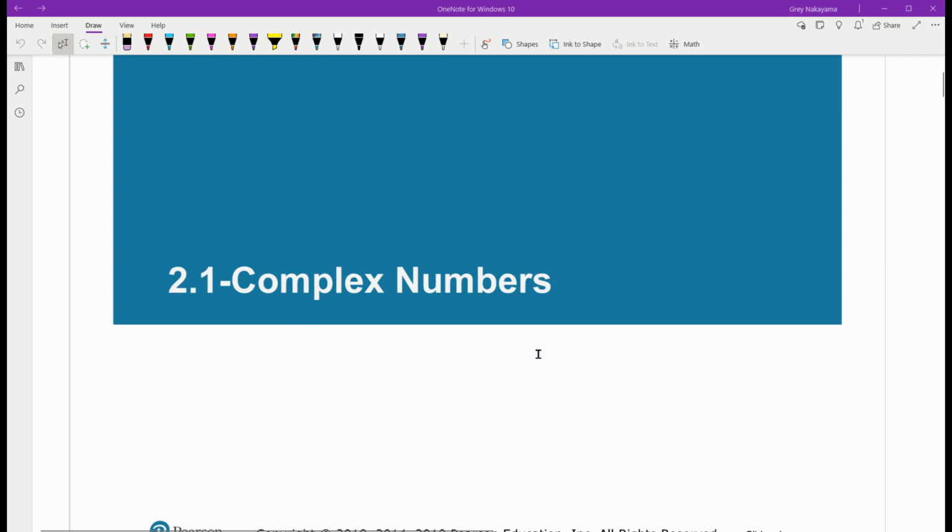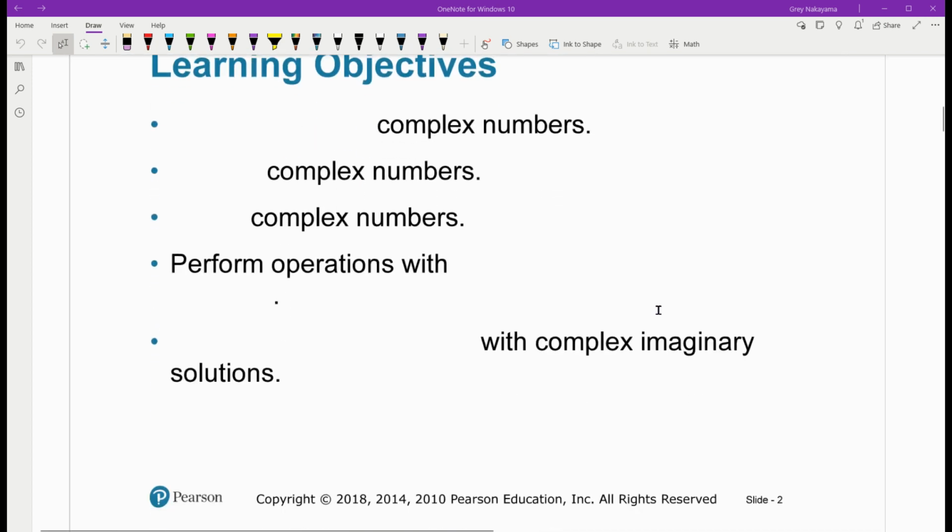This lesson is 2.1 Complex Numbers. Again, I know you have done all of this before, so I'm going to try to go over it rather quickly. If you have any questions, please write them down. Please come see me, email me, something of that sort.